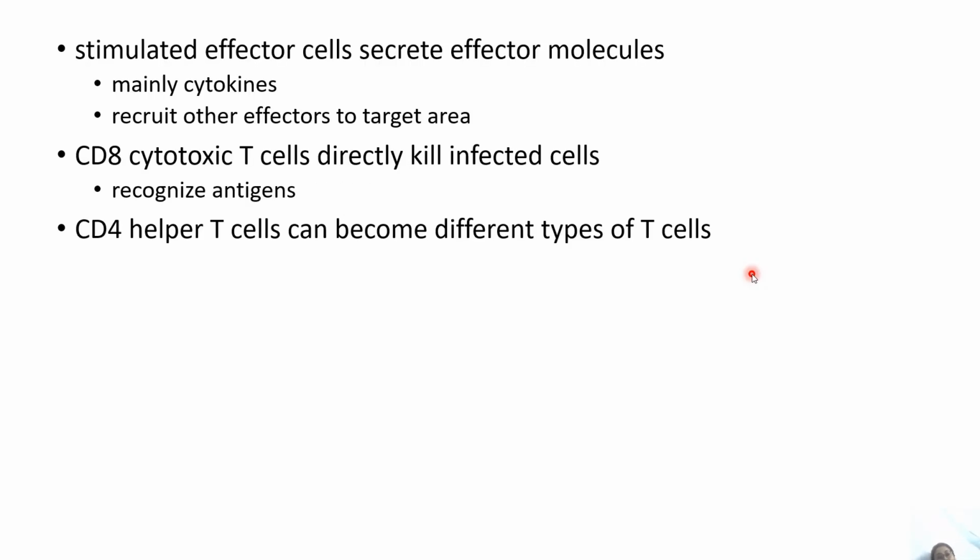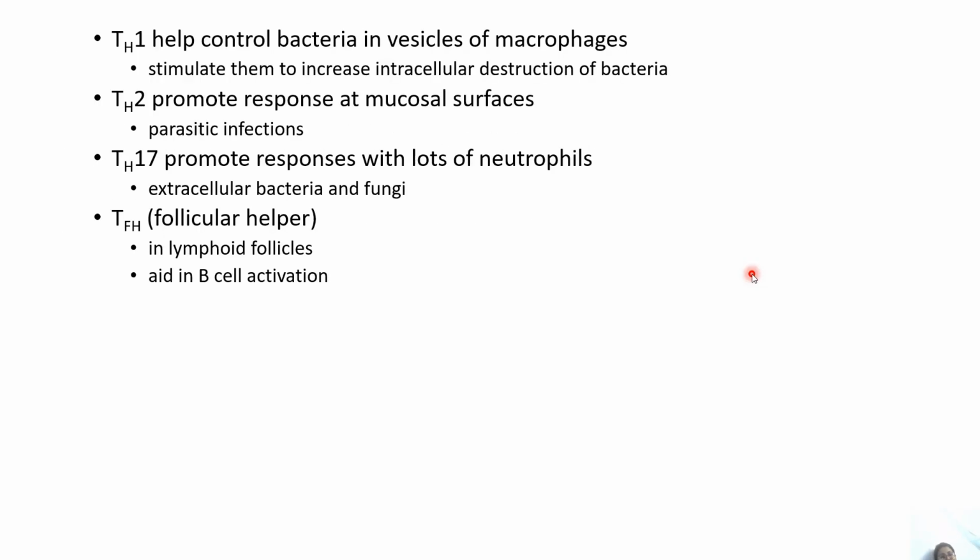CD4 cells. Stimulated effector cells secrete effector molecules, mainly cytokines, which recruit other effectors to the target area. CD8 cytotoxic T cells directly kill infected cells that display recognized antigens. CD4 helper T cells can become different types of T cells.